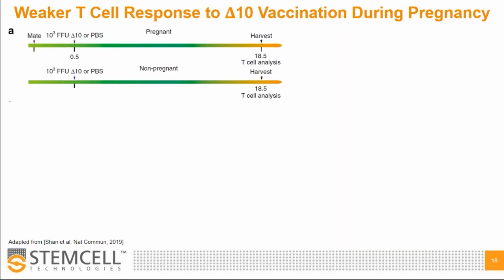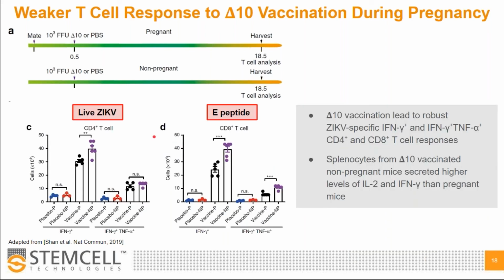So they removed the spleens and then isolated the splenocytes, and in culture stimulated the splenocytes with either live Zika virus or a viral E-peptide. And then they looked for intracellular cytokine responses and also secreted cytokines. As you can see in the two graphs for CD4 T cells on the left and CD8 T cells on the right, they saw that Delta 10 vaccination led to robust Zika virus-specific interferon gamma and interferon gamma TNF-alpha double positive CD4 and CD8 T cell responses.